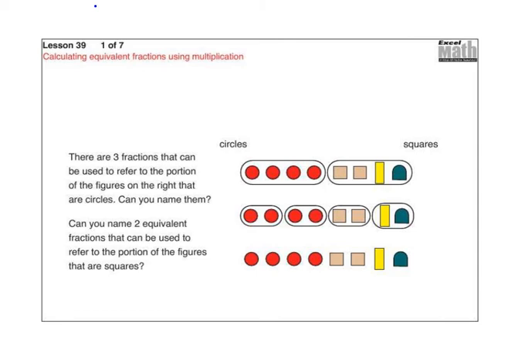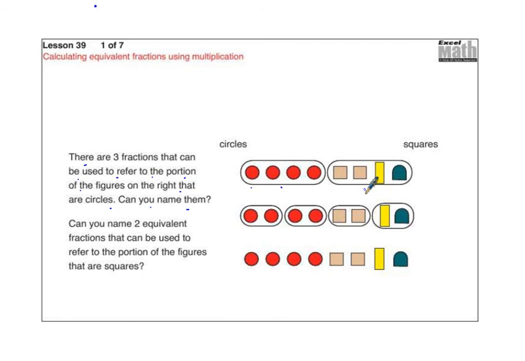All right, here we go with 5th grade Excel, lesson number 39, calculating equivalent fractions using multiplication. Take a look at these pictures here. There are 3 fractions that can be used to refer to the portion of the figures on the right that are circles. Can you name them? So there's 3 different ways that we can talk about these here.